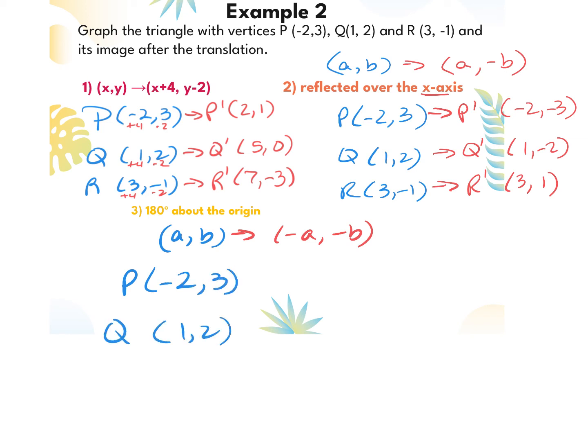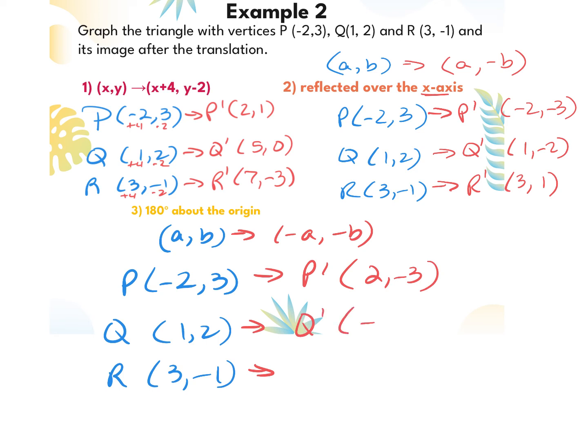1, 2, 3, negative 1. So now when I rotate it, my new P prime, same order, opposite signs. Same thing here, Q. They both become negative now. And then the R, 3 becomes negative, and -1 becomes positive. So if you know the rules, coming up with the new order pairs makes it easier.